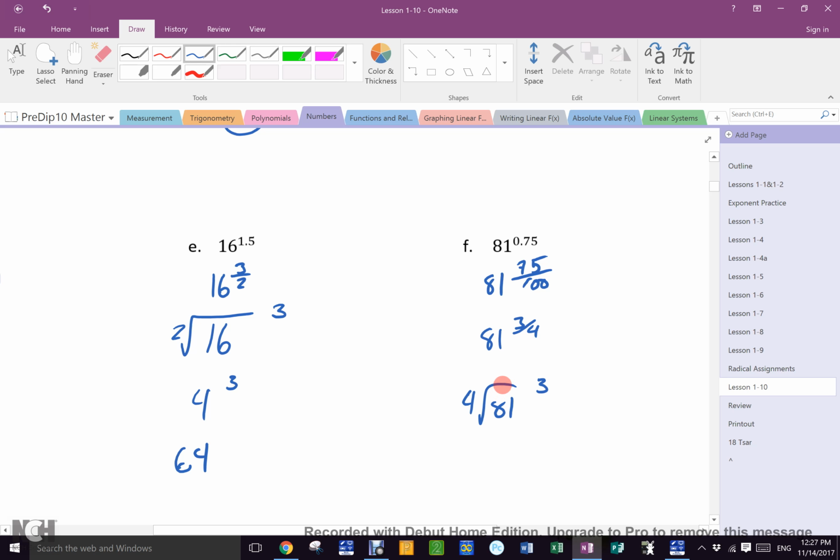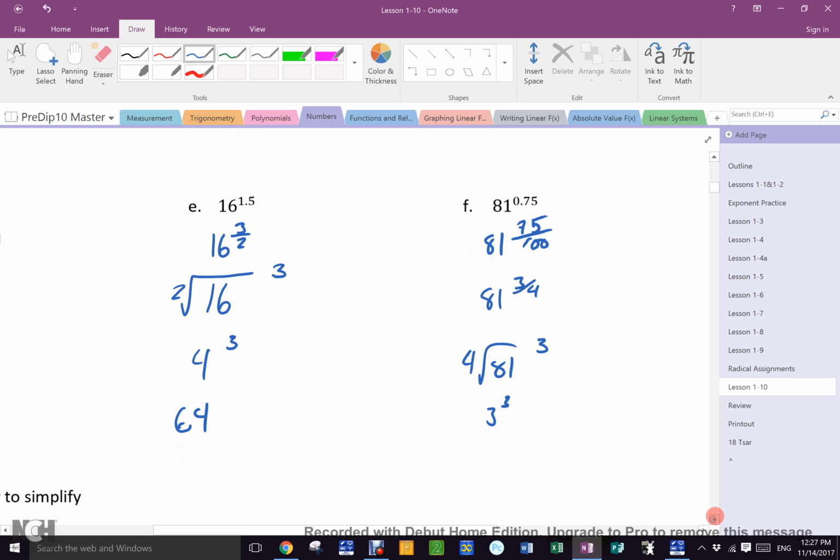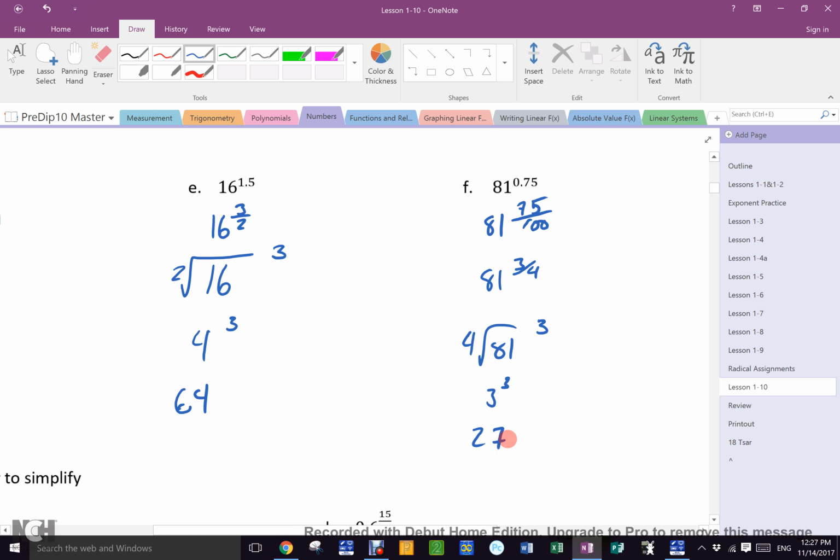4th root of 81. I don't know that in my head. Good thing I taught you how to break down fractions. It's 3 times 3 times 3 times 3, right? So you know that's 3 cubed, which is what? 27.